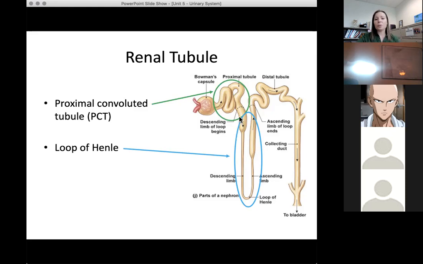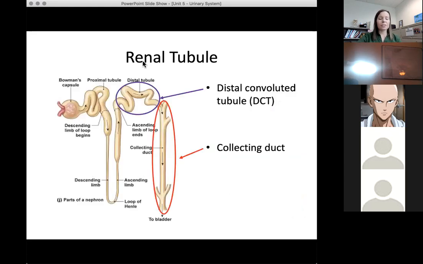The next part of the tubule, this long piece that kind of hangs down, that's called the loop of Henle. There is a descending limb where fluid is flowing downward, and then an ascending limb where it's flowing back up. And this is the section of the nephron that helps determine how concentrated urine is going to be. We'll talk about that process a little later.